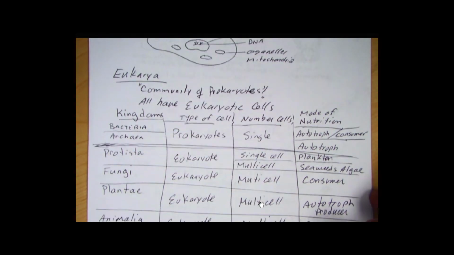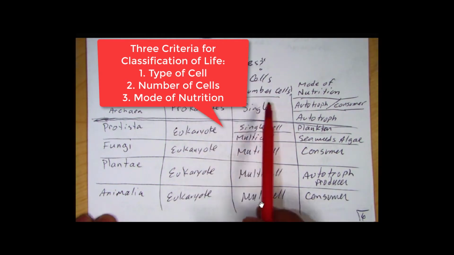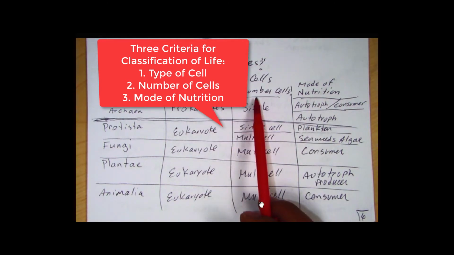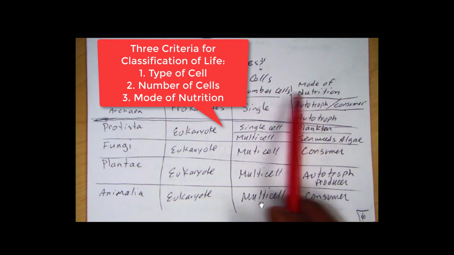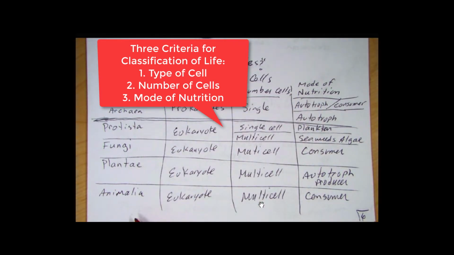So what I like to do, I like to kind of break life into the number of cells and the mode of nutrition. So all life can be categorized under those three categories: type of cell, number of cells, and mode of nutrition. And with those criteria, we can designate these kingdoms of life, right?